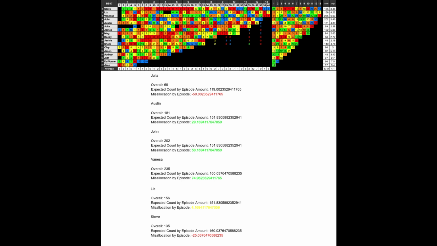So Julia got 69 diary rooms, and her expected count by episode amount is 119. This causes her to have a negative 50 misallocation, and this kind of makes sense due to the twin twist where she was missing for a lot of the first few weeks, and she wasn't the main twin in the beginning, so she kind of suffered the same thing that Natalie from Big Brother 5 did. But when she came back, she really didn't do much of anything. She really wasn't winning competitions, she wasn't active strategically, and she wasn't getting into drama, so that misedit just continued onwards.